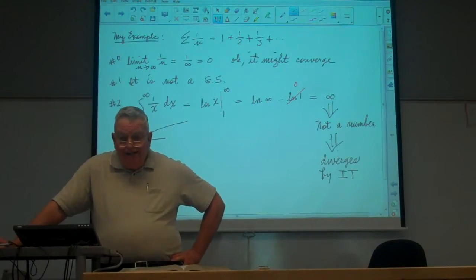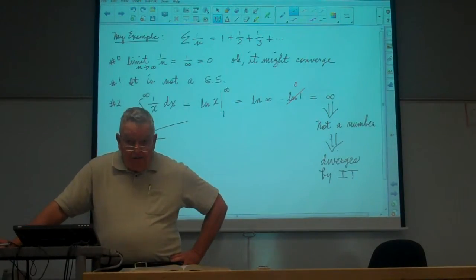What do you think IT stands for? Integral test. Bingo. Pretty cool, isn't it? And think of how many integrals that will work for. A whole bunch, huh? Everybody get it?